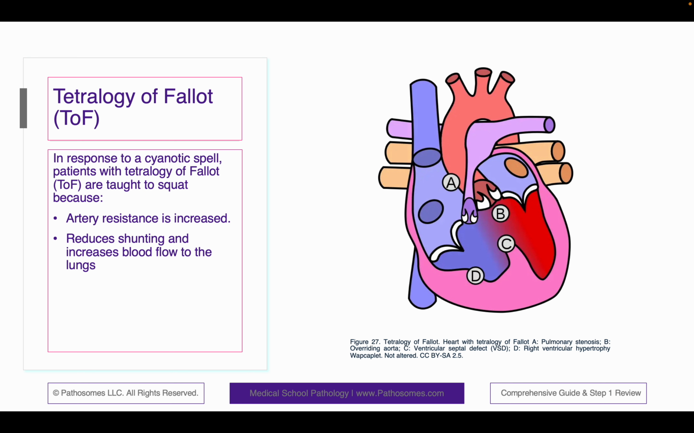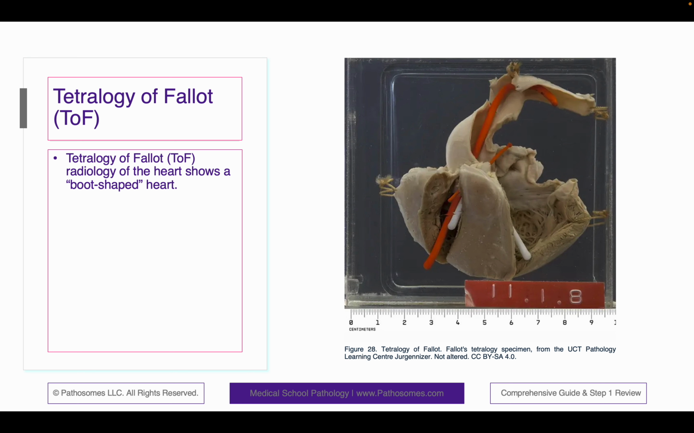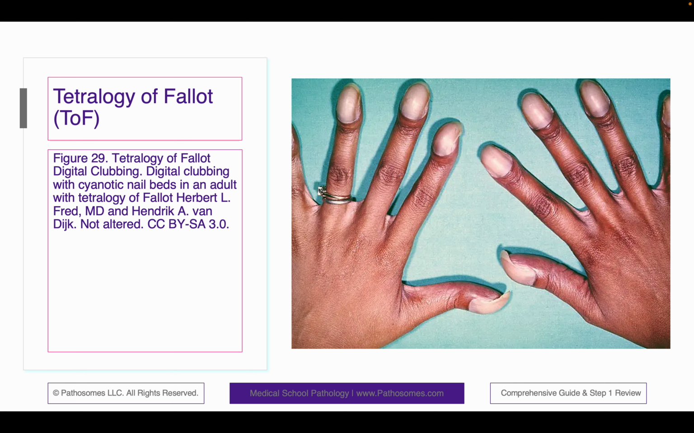In response to a cyanotic spell, patients with Tetralogy of Fallot are taught to squat because the arterial resistance is increased, and this reduces shunting and increases the blood flow to the lungs. On radiology, the heart in a patient with Tetralogy of Fallot looks like a boot, called a boot-shaped heart. And here, again, we see digital clubbing associated with Tetralogy of Fallot. You will be asked about this.